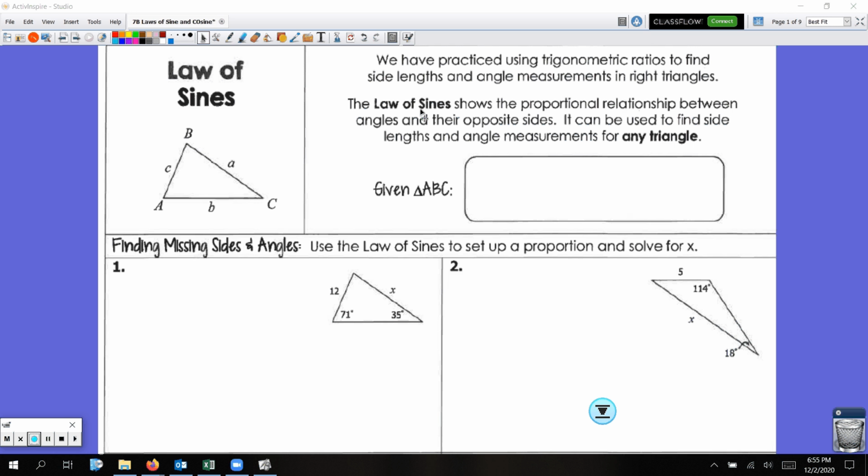So the laws of sine are going to show a proportional relationship. We're just going to be setting up proportions, and I think you guys are pretty good at that, between angles and their opposite sides. It can be used to find side lengths and angle measures for any triangle, okay? Now we're not talking about right triangles. These are not right triangles. They're just any old regular triangle.